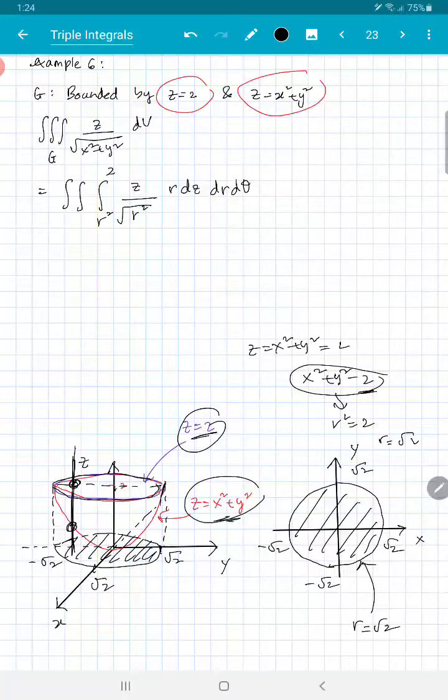Now let's get the limits for r and theta. For r and theta, we refer to the region R, which is on the xy plane.